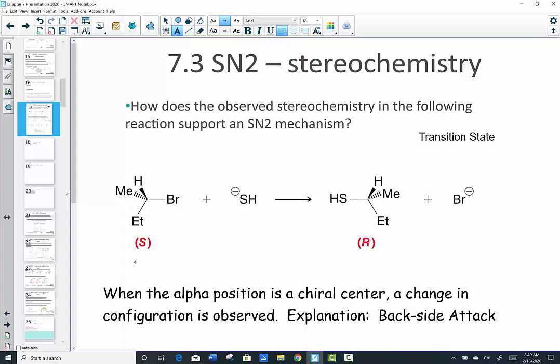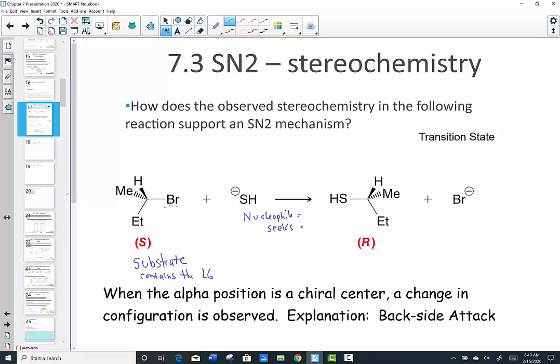I notice this is what I'm going to call my substrate. The substrate is the alkyl halide in this example. The substrate contains the leaving group. And our leaving group is identified here as the bromide. In this example, SH negative is the nucleophile, which we understand means seeks an electrophile, seeks the positive carbon.